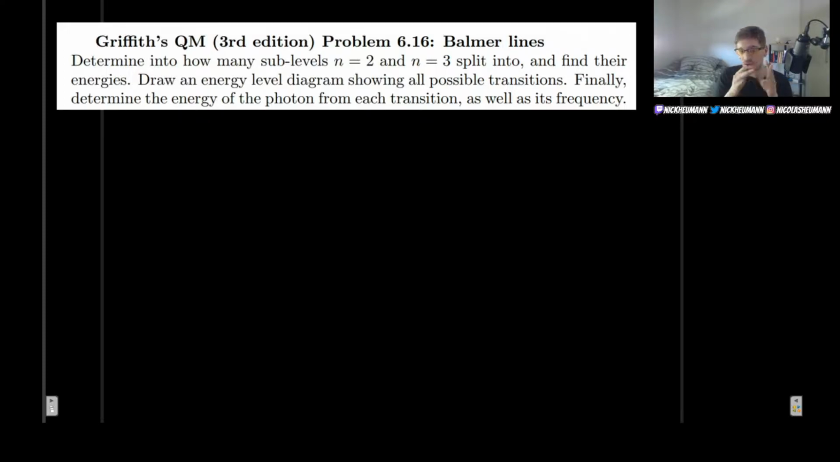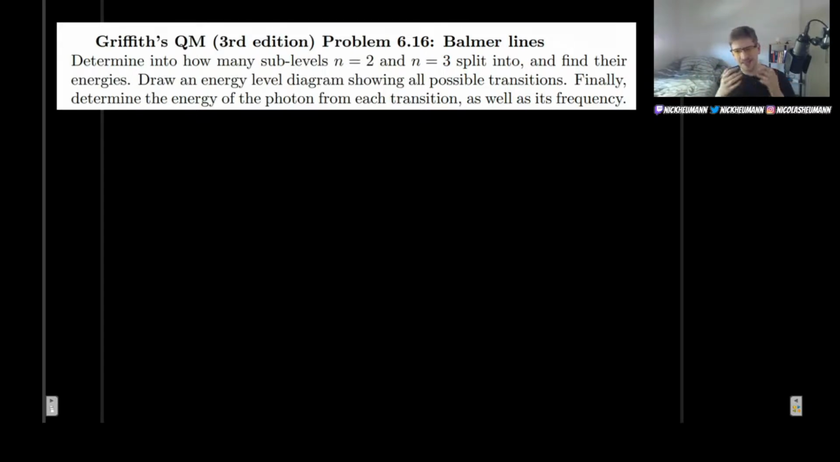The problem is the following. It asks us to determine into how many sublevels n equal 2 and n equal 3 split, and then find their energies. We will then draw an energy level diagram showing all possible transitions. And finally, we will determine the energy of the photon from each transition, and of course, also its frequency. So let's begin. First, we need to understand the sublevels n equal 2 and n equal 3 a bit more.